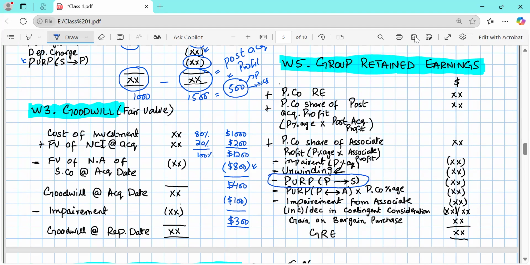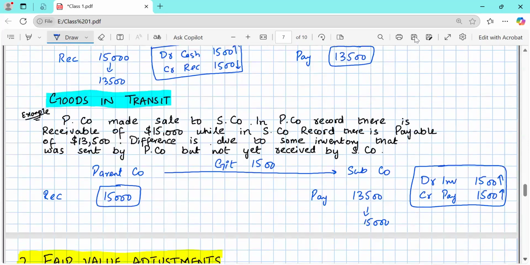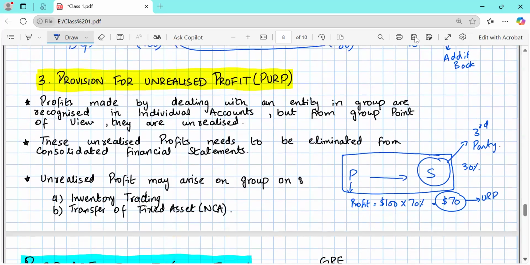So that is why I have told you, if you can memorize the format, it will be very easy for you. So the corresponding entry is the same in both situations. You have to deduct the PURP from the inventory part. Got this point? Now let's do examples of PURP and then finish the class.